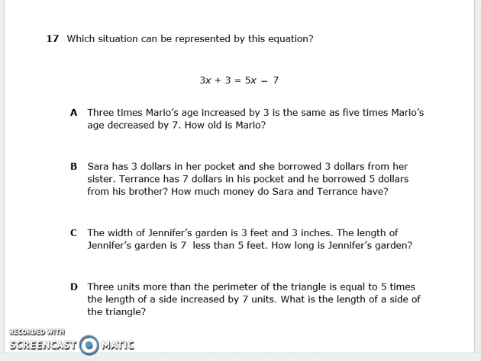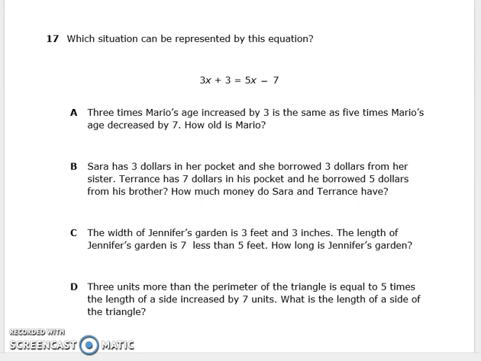B. Sarah had $3 in her pocket and she borrowed $3 from her sister. Terrence has $7 in his pocket and he borrowed $5 from his brother. How much money do Sarah and Terrence have?